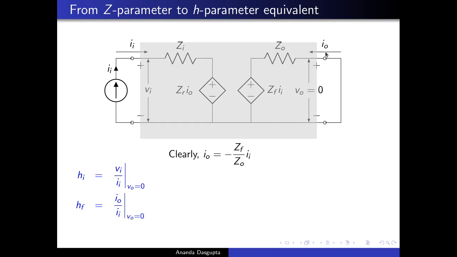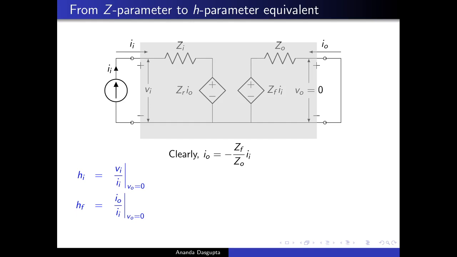Io here is pretty easy to see. There's only a voltage source ZF Ii here, and in series with an impedance ZO. So current in the circuit is of course ZF Ii divided by ZO, but that current, as you can easily see, is in the counterclockwise direction. Since Io is flowing in, that remember is our convention, all currents flowing into the two-port network at the upper terminal are considered positive. Io is actually negative of this current.